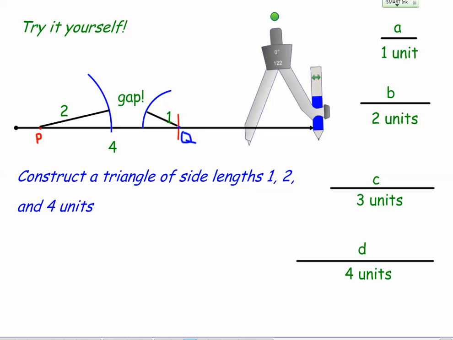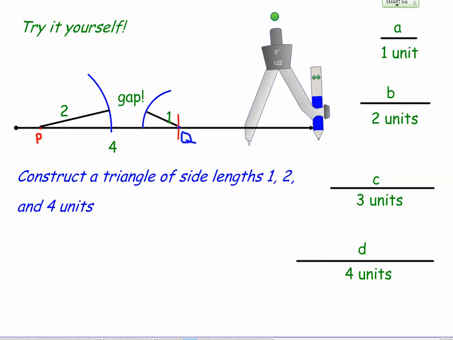Okay, and then you tried one yourself. You tried making a triangle that had side lengths of 1, 2, and 4. So everybody did their 4, and then when you did your length of 2 and your length of 1, you found that, uh-oh, they don't intersect. We have a gap. And the reason why we have that gap is it's impossible to make a triangle out of sides that are 1, 2, and 4. So you can see that the 1 and the 2 are just too short.